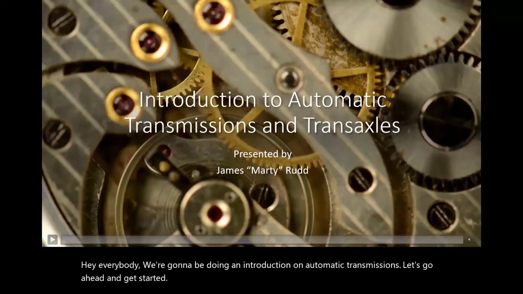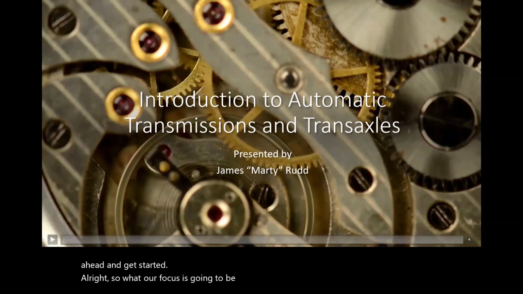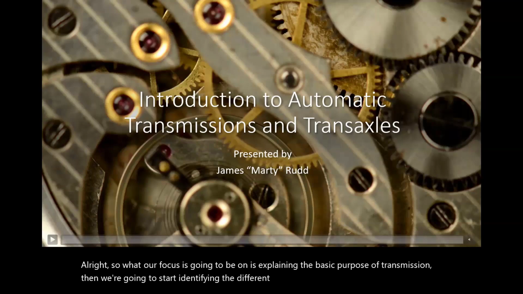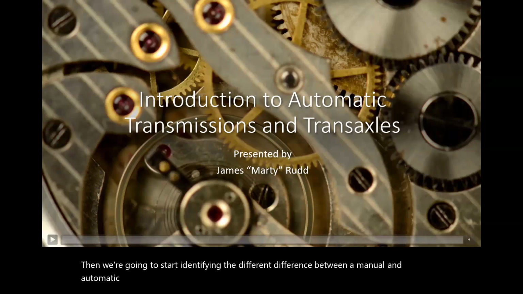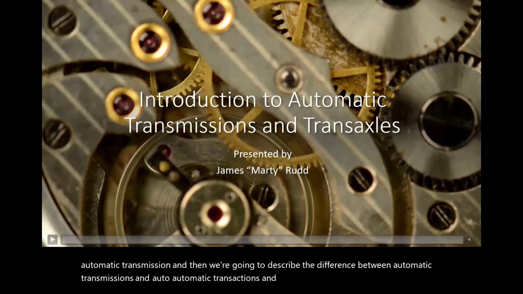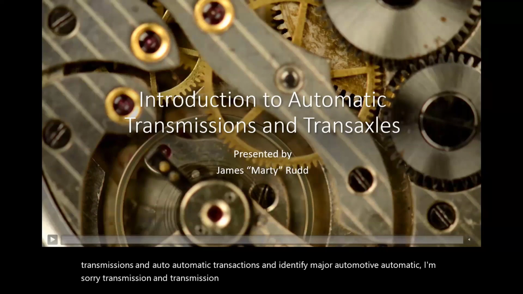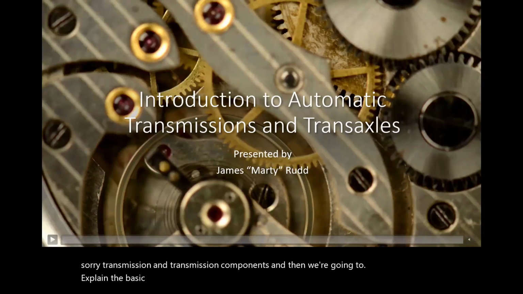All right, so our focus is going to be on explaining the basic purpose of the transmission. Then we're going to start identifying the difference between a manual and an automatic transmission. And then we're going to describe the difference between automatic transmissions and automatic transaxles and identify major automatic transmission and transaxle components. And then we're going to explain the basic operation of the automatic transmission or the transaxle. We'll trace the development of modern automatic transmissions and transaxles.